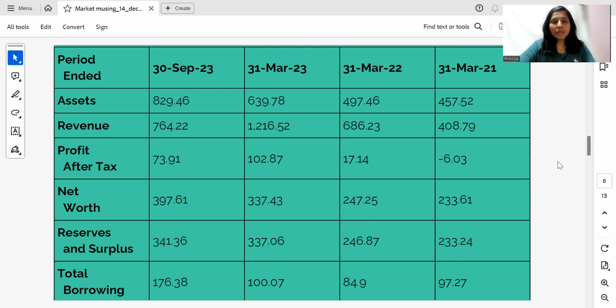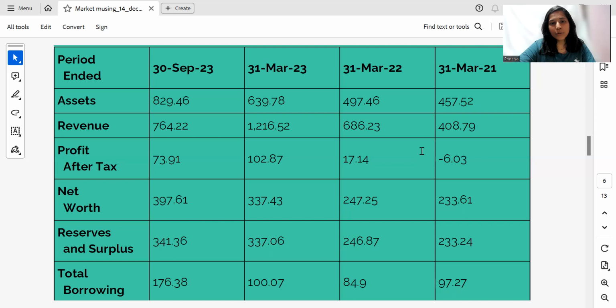Now looking at the revenue part, it has almost doubled from the financial year 2022 to the ending of financial year 2023. Looking at the profit after tax, we can see it has generally shown an increasing trend with a notable rise from 17 crore in financial year 2022 to 102 crores in financial year 2023. Now looking at the net worth, the net worth of the company has consistently increased, reflecting a positive trend. Looking at the reserves and surplus, it has also experienced growth, indicating retained earnings and financial strength.